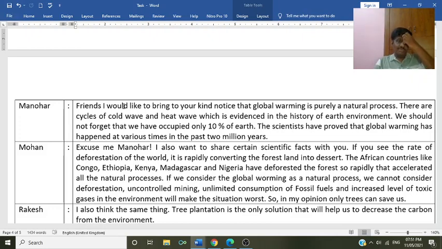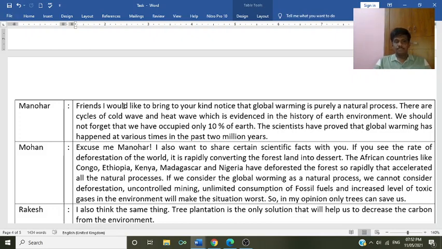And when we think about Manohar's point, you can see Manohar is not speaking positively about the topic. He is raising negative points, suggesting the environmental crisis is not man-made. But while putting forward such negative points, he is very polite. He says, I would like to bring to your kind notice that global warming is purely a natural process. So you can understand how to put a negative point in a positive light.